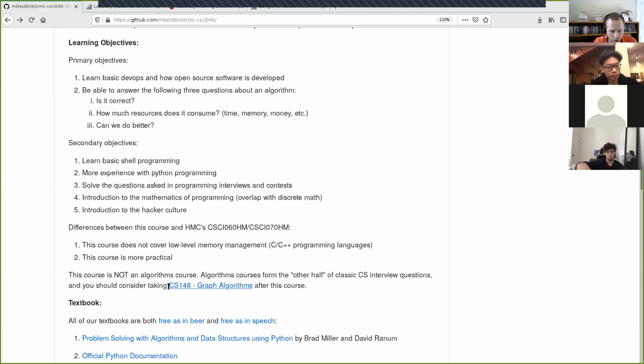The last thing that I want to highlight is this course right here, CS 148, Graph Algorithms. This is taught by Professor Sarah Connor at CMC. This is sort of the follow-on course to data structures. If you really want to master the interview for companies, it's this class plus the data structures class. You do those two things, you'll ace all your interviews.